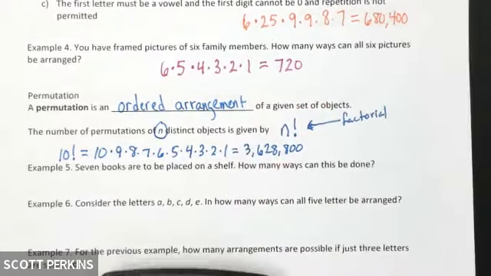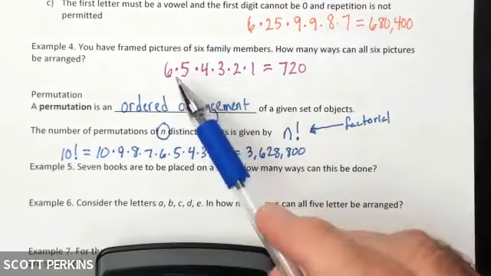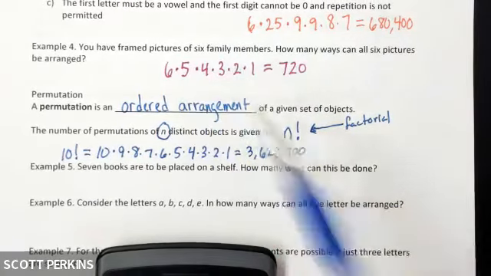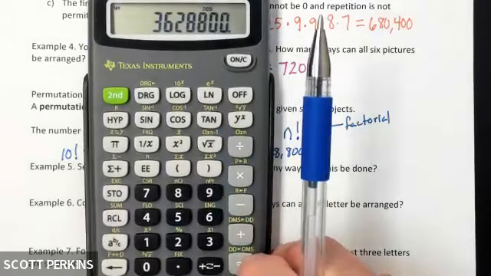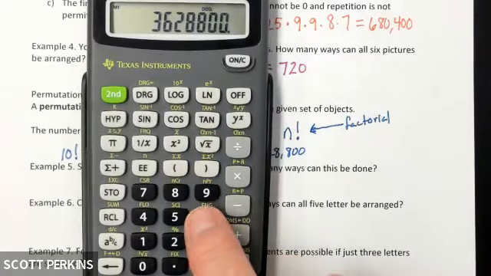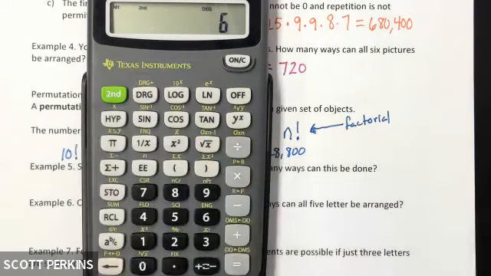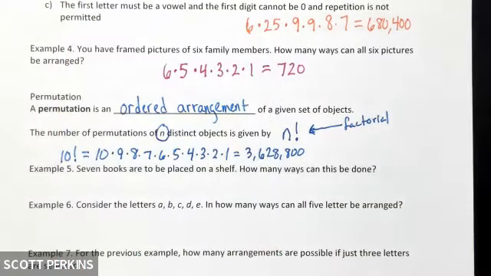Above, for example 4, we didn't know about factorials. We just listed all the options. Now I can go back to my calculator and ask, what's 6 factorial? Does that agree with what I got? So I hit 6, then the second button, then the exclamation point. Yes, 720. That's a very quick way to do that calculation.